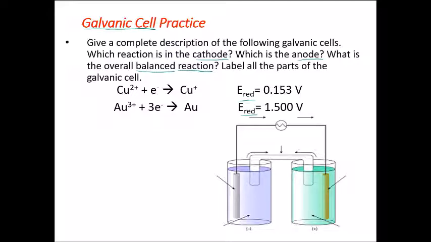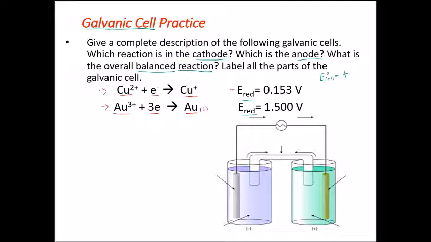So that means that their E cells are supposed to be positive. So you have to set it up to make sure and ensure that the E cell ends up being positive. So in order to make sure that we're getting a positive E cell, we have to look at our two reactions here. We have the copper 2 plus plus an electron giving us copper 1 plus. We have the gold 3 plus plus 3 electrons. That's going to give us the gold. This is a solid, like so.